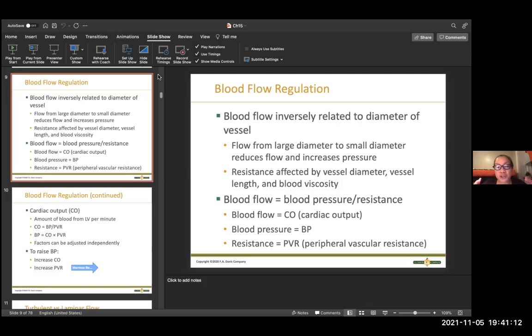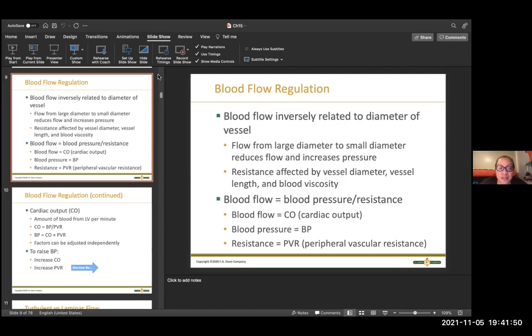So, large diameter vessel. We're talking about the diameter, okay? From the large to the small, there's decreased flow, right? Because from the large going to the small, it gets smaller too, right? And what happens when the diameter gets smaller? What happens to the pressure? Increase, decrease? Increase because there's too much. Very good. Now, there is such a thing as resistance affected by vessel diameter.